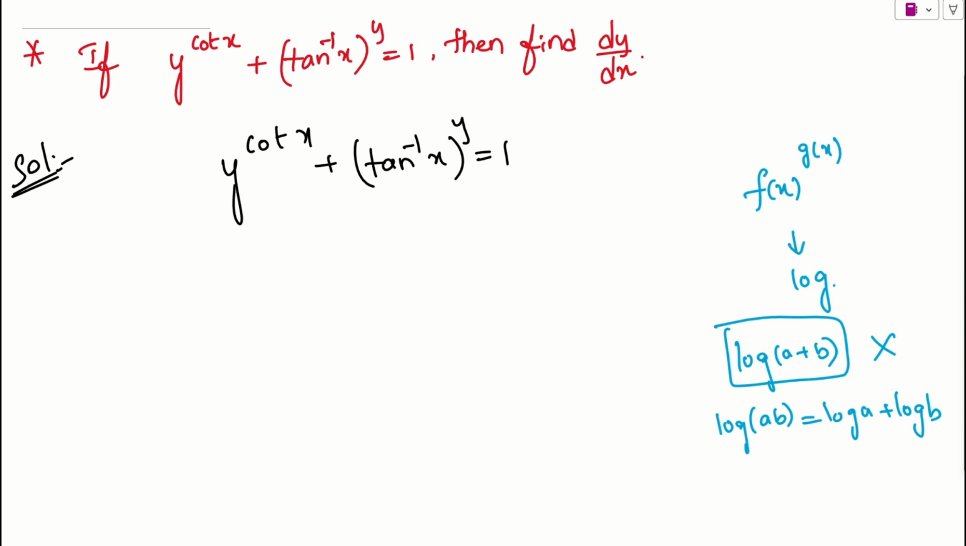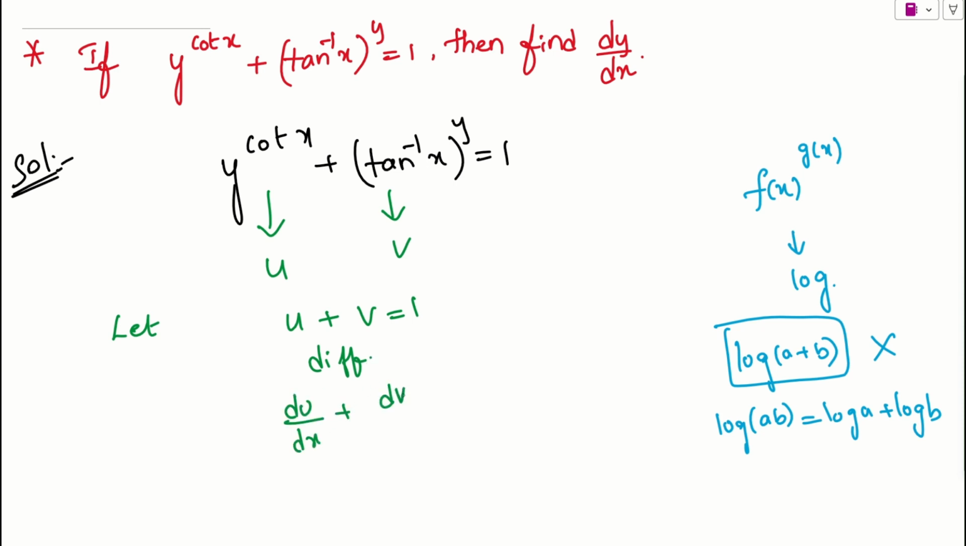So what I will suggest, simply take this function as u and take this function as v. Let us assume this as u and this as v, so u + v = 1. If I differentiate this with respect to x, what will we get? du/dx + dv/dx must be equal to the derivative of 1, which is simply 0.